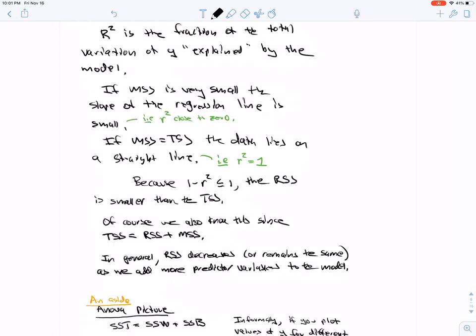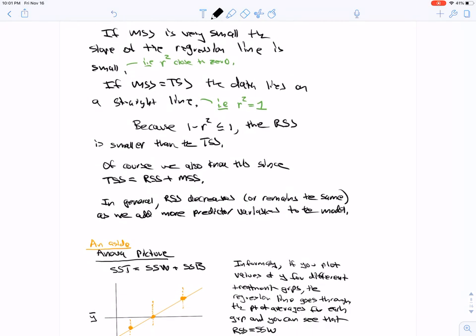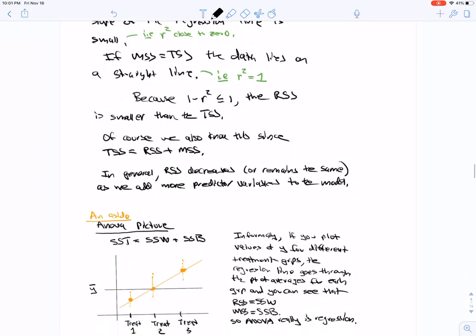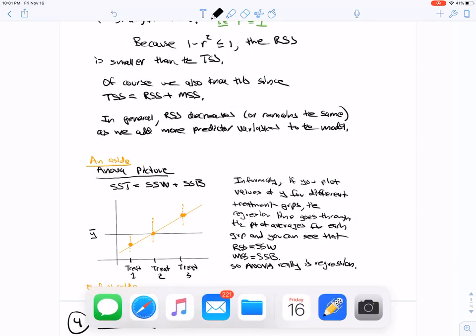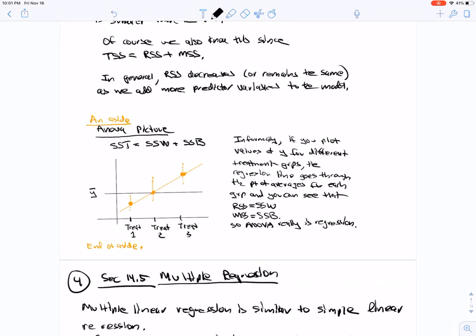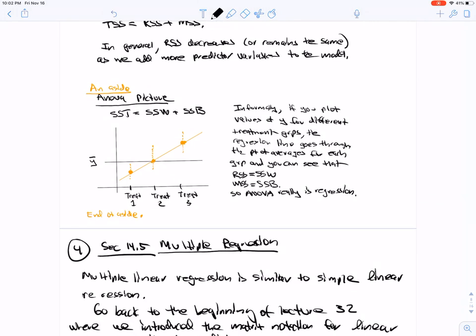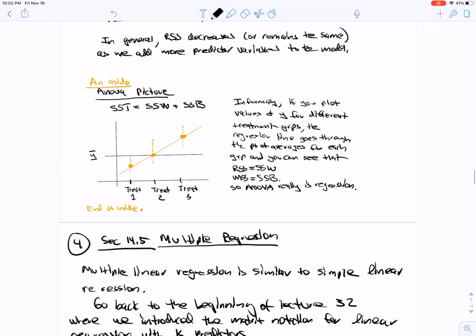If MSS is TSS, the data lies essentially in a straight line. In other words, R squared is 1. So because 1 minus R squared is less than or equal to 1, RSS is smaller than TSS, as I just said. So in general, RSS decreases or remains the same as we add more predictor variables to the model, and we'll see that when we talk about multiple regression.